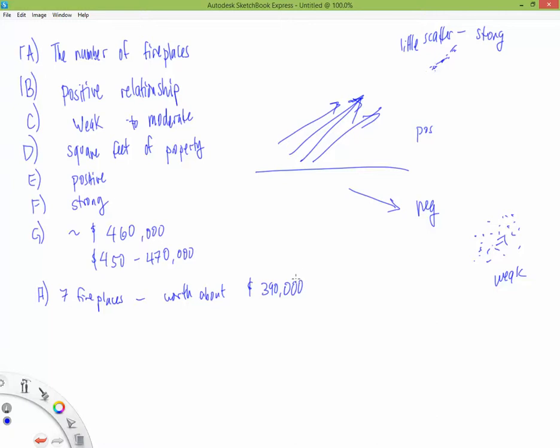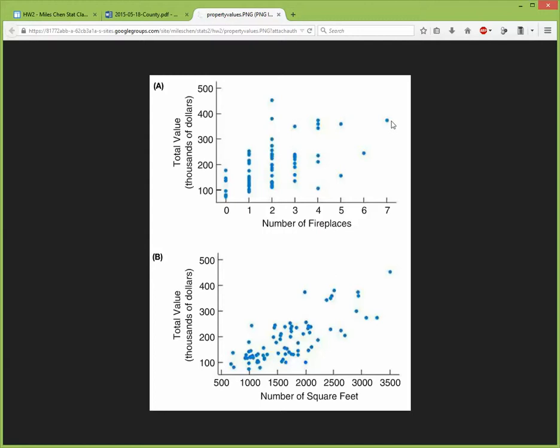And that again is just reading the graph. We see the place with the most number of fireplaces has 7 fireplaces, and it's worth about, going across, 380, 390, something around there. If your number is different from mine, but within plus or minus 20 or 30,000, that's fine. As long as no one's saying 450 or something like that, because that's not correct for that question.